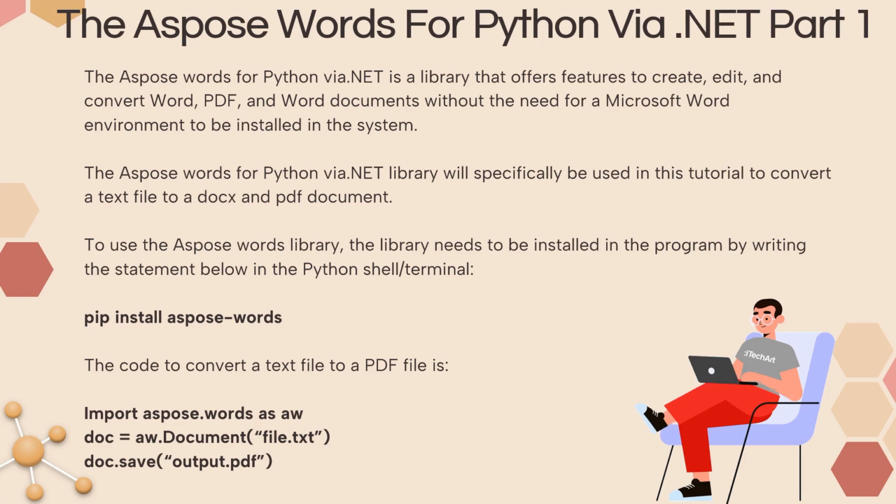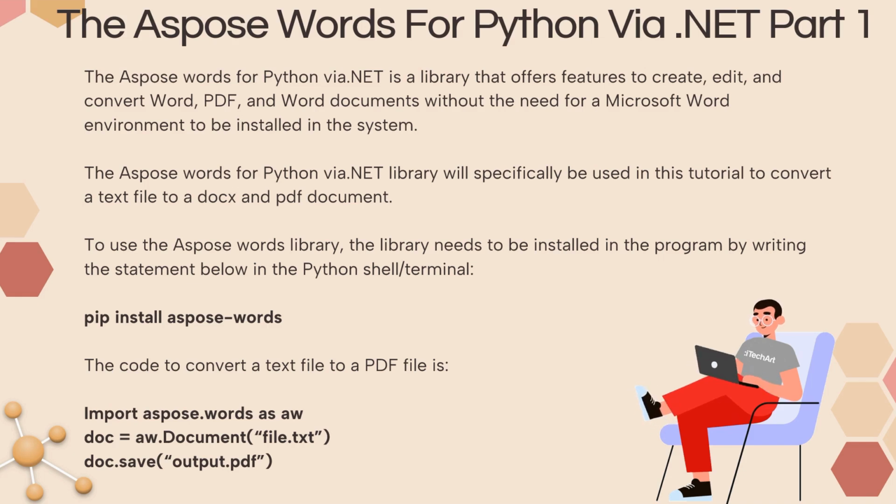So you notice I'm writing aw.Document. And then you have to specify what document you're reading from to convert into a PDF. In this case, it's a text file. Here we can see that the text file is file.txt, so we're specifying the document that we want to convert into a PDF.